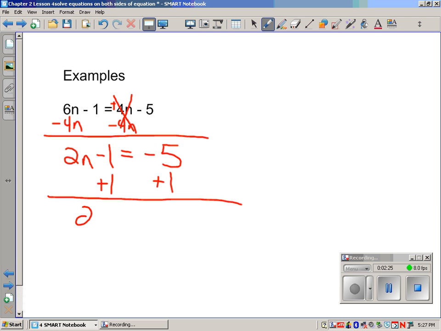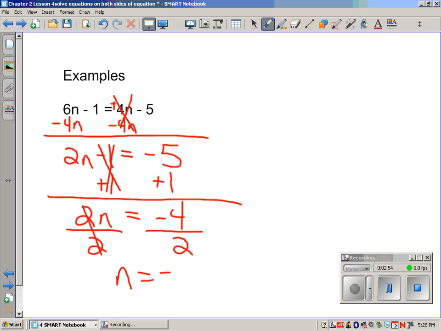This is 2n. These cancel out. Bring down our equal sign. Negative 5 plus 1 gives us negative 4. Now we have 2n equals negative 4. We have a coefficient in front of a variable, which is a multiplication operation. We have to do the opposite, get rid of the 2, which is divide. So we're going to divide each side of our equation by 2. The 2s cancel out, leaving us n. Negative 4 divided by 2 is negative 2.